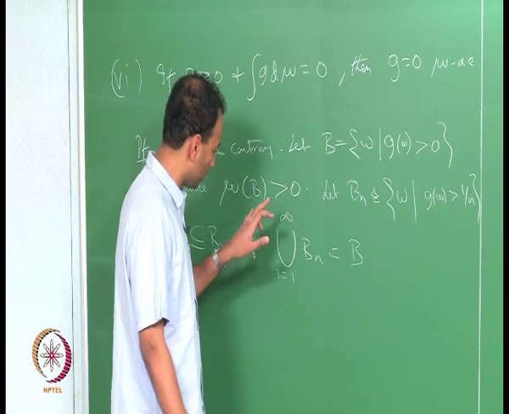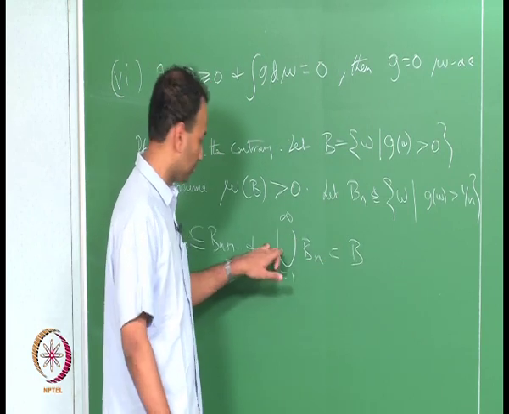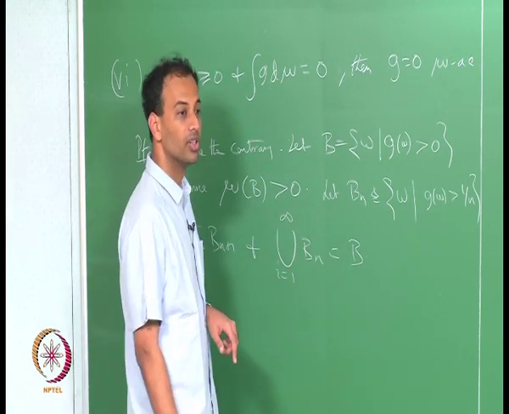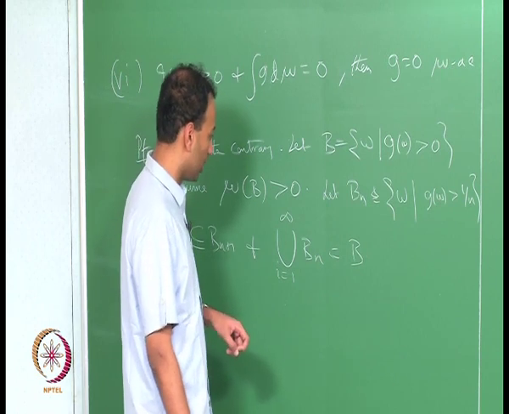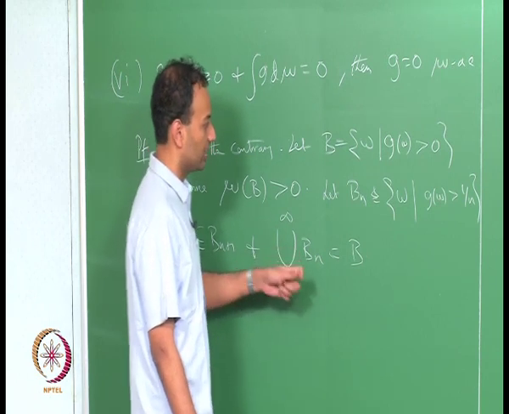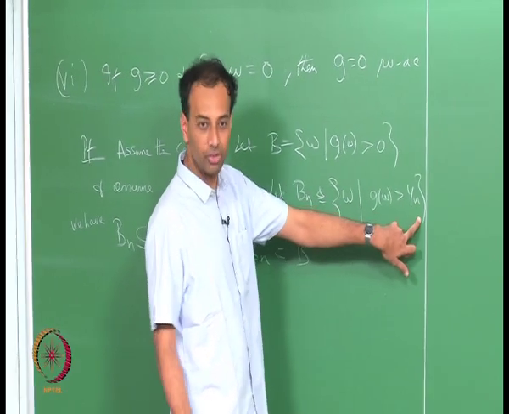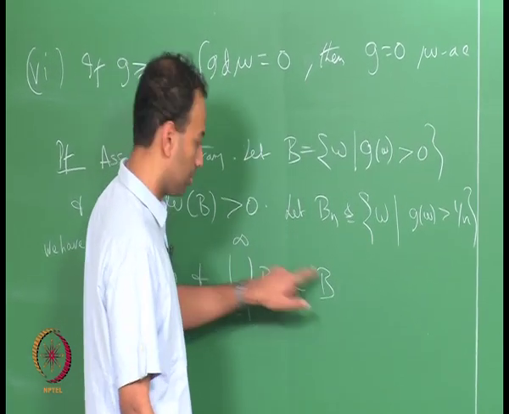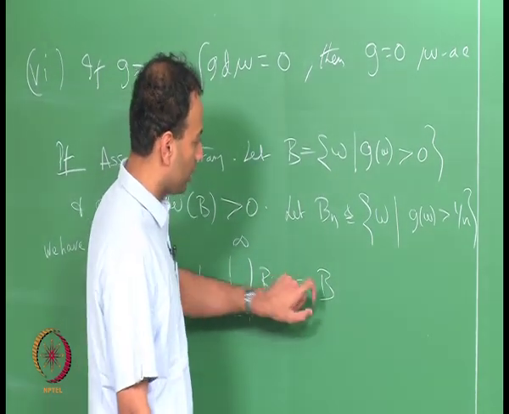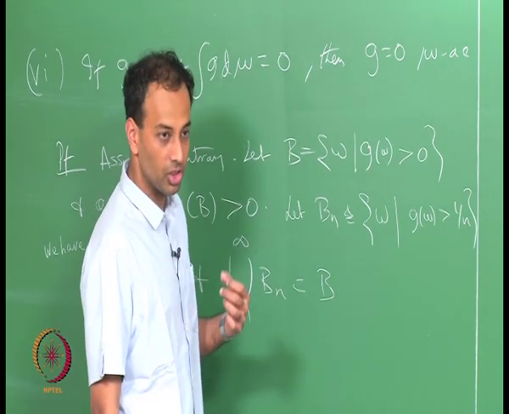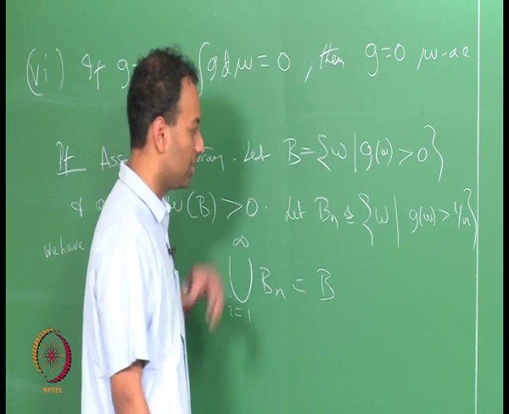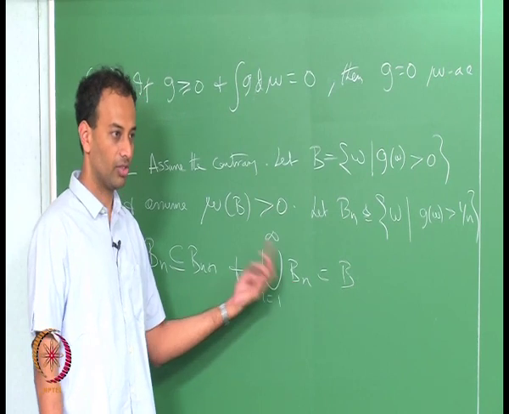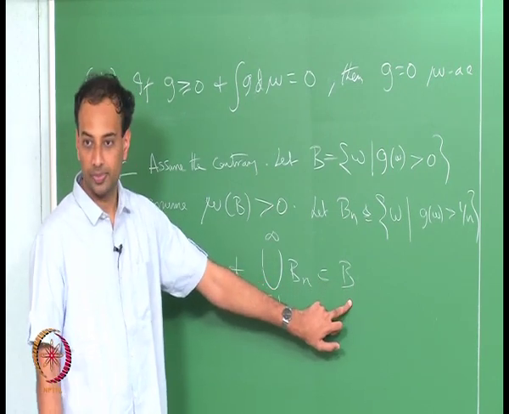In order to show this, you have to show that this is contained in that and that is contained in this. The containment in one direction is very easy, because if omega is contained in any of the B n's, it is immediately clear that g of omega is greater than 1 by n, therefore g of omega is bigger than 0. On the other hand, to show that B is contained in the union, you take any omega for which g of omega is bigger than 0, then there exists a k for which g of omega is bigger than 1 by k. So, there exists a k for which omega is in B k, therefore, it belongs to the union. So, these two sets are equal. Okay.